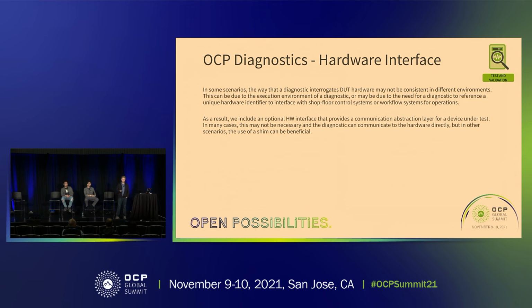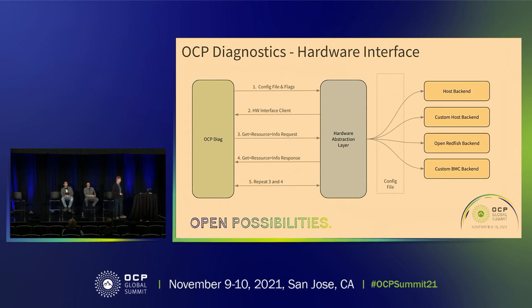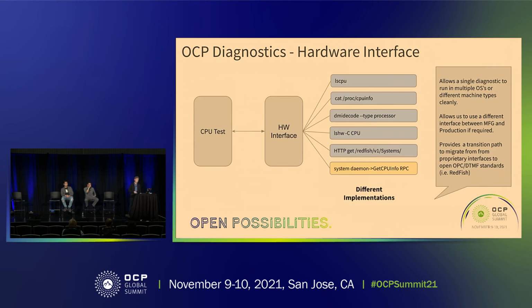We're trying to move to more open OCP hardware. So this is an example of a diag targeting a hardware abstraction layer, and we can see where we're using a config file to target different backends. Here we may have a host-based backend. We may have an open Redfish backend that's executing on a BMC, or we could have a custom backend that's using an RPC server that's running on the server.